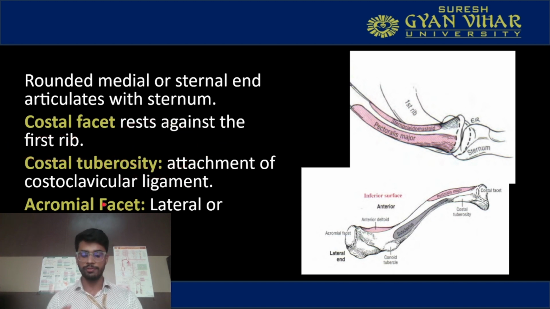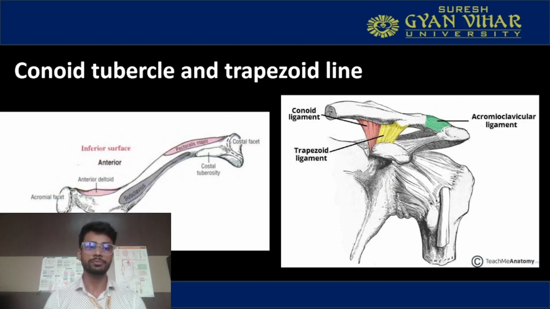Now there is the acromial facet, which is present on the lateral end. Here the lateral acromion process comes and articulates. If I show you the scapula also, this is the spine of the scapula and this is your acromion process. This is the lateral end of the clavicle and this is the acromion. So this is how it articulates with the scapula. The lateral end has the acromial facet, where it attaches to the acromion of the scapula to form the acromioclavicular joint.